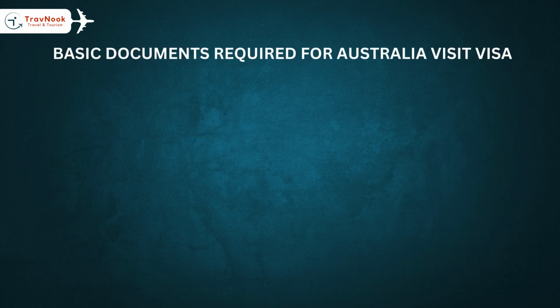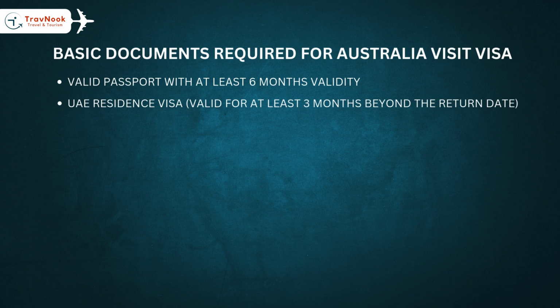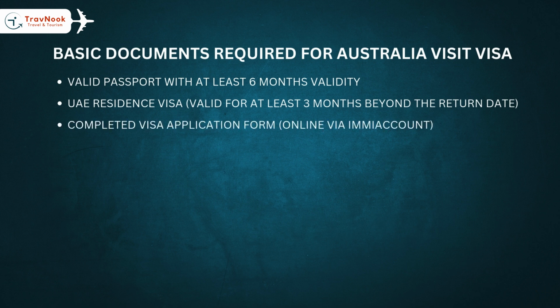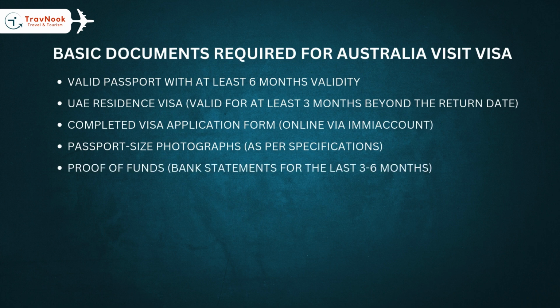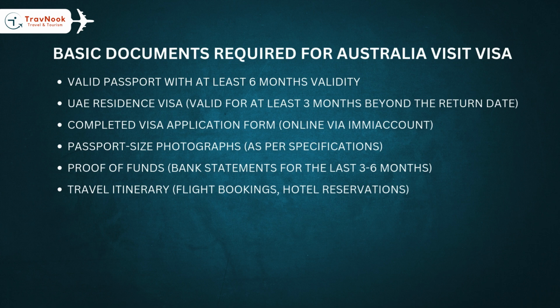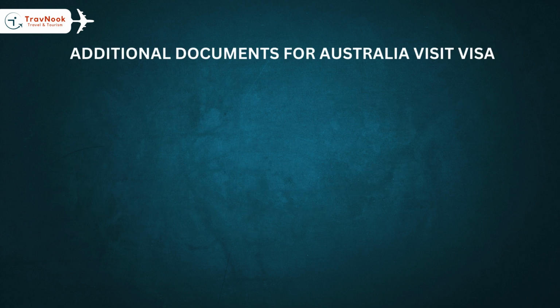Basic documents required for Australia visit visa: valid passport with at least 6 months validity, residence visa valid for at least 3 months beyond the return date, completed visa application form online via IMI account, passport size photographs as per specifications, proof of funds, bank statements for the last 3 to 6 months, travel itinerary, flight bookings, hotel reservations, employment letter or NOC from employer, travel insurance (recommended).